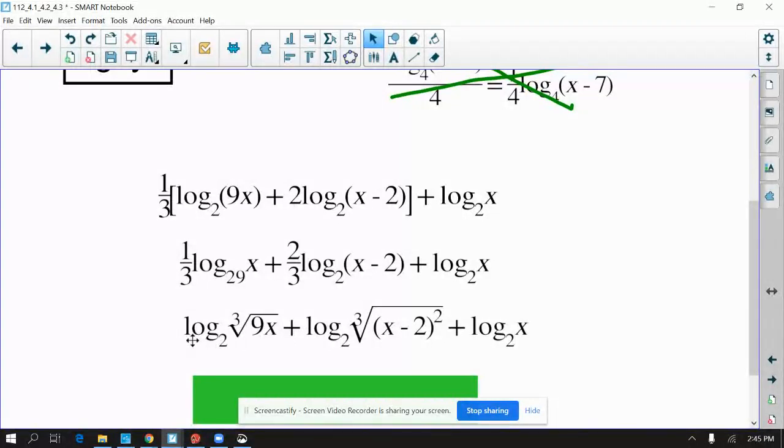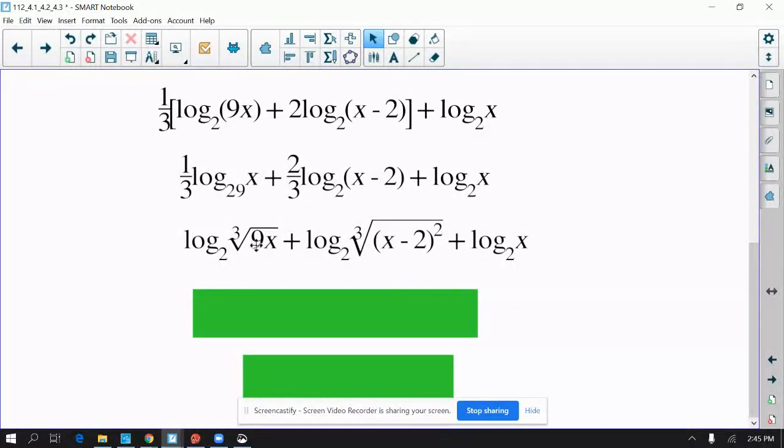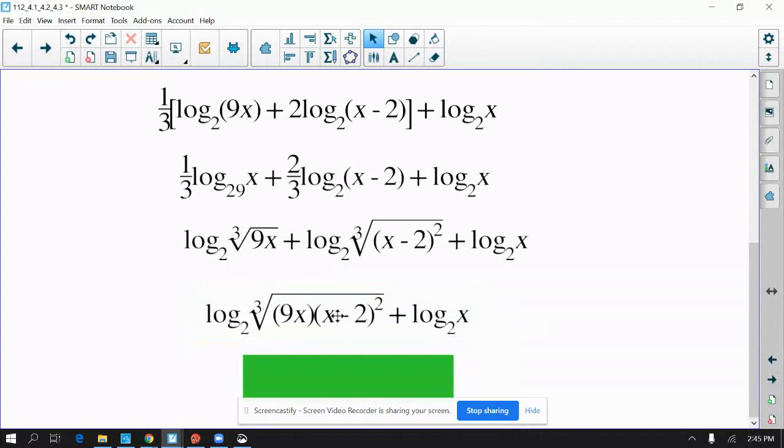Now I'm finally ready for my last step. 2 more steps, it looks like. You are adding these two logarithms, so I can just make them one logarithm, and I get to multiply them. Luckily for me, I can group them all under the cube root because these are both cube roots, so I get to combine those. They're kind of like terms in a way.